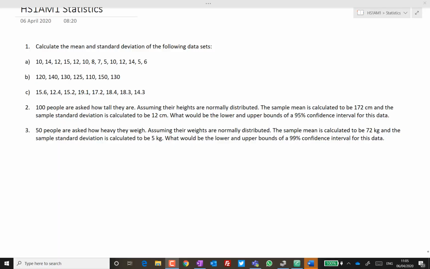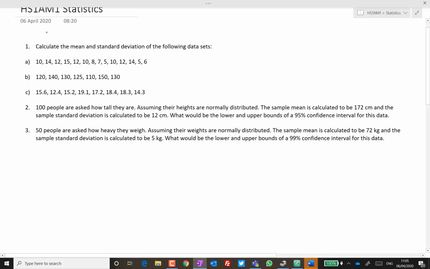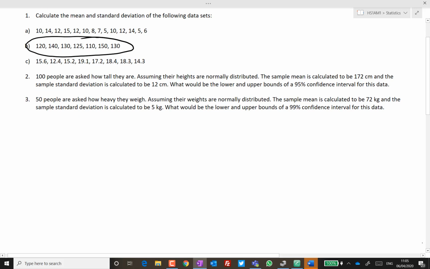So we are going to have a look at calculating the mean and standard deviation of this data in question part B. So we're looking at this data here. What I would do is first of all list the data. I'll name that X, so it'd be 120, 140, 130, 125, 110, 150 and 130. Now the next thing we need to work out is our mean.